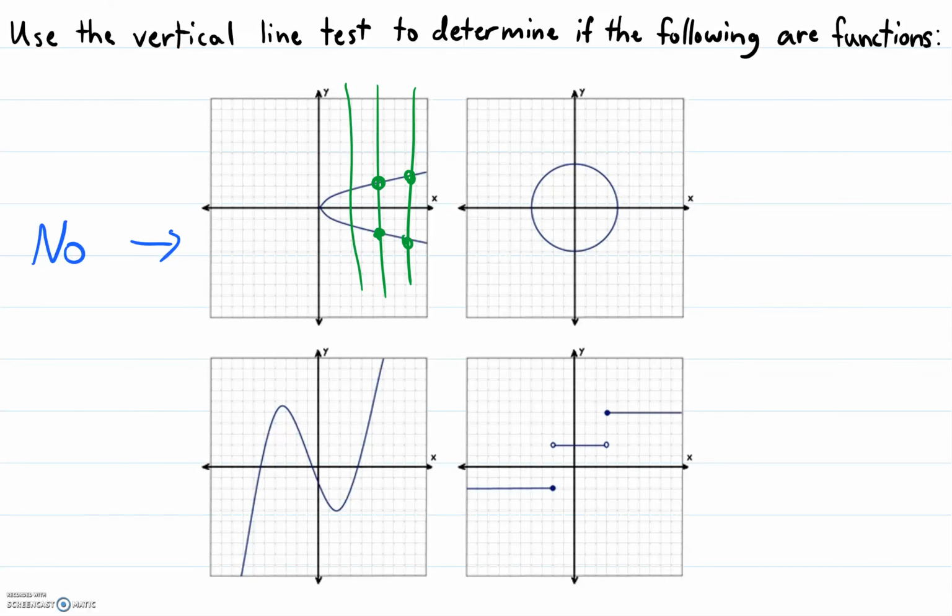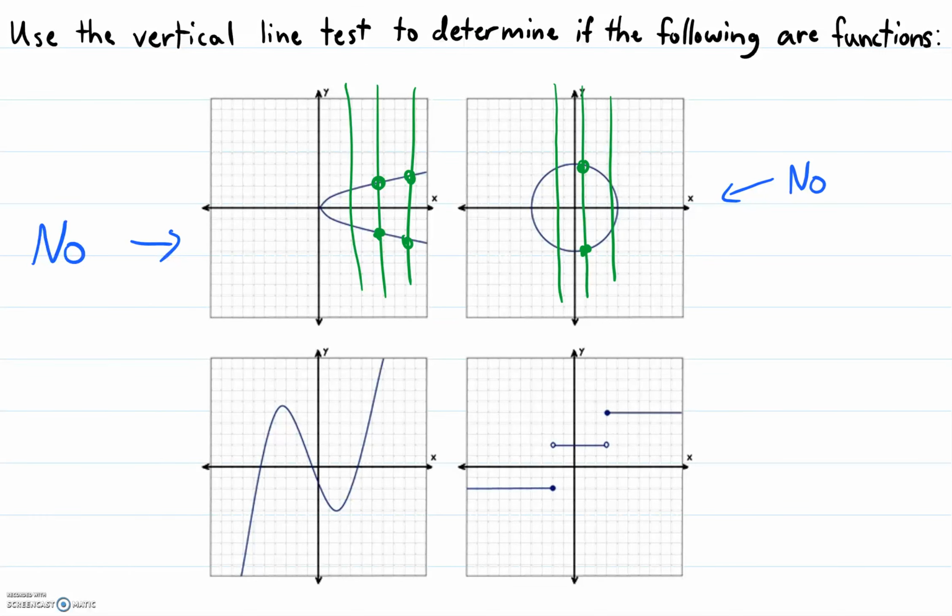Now we can do the same thing for the top right example. It's a circle. And again, you can probably already see that if you start drawing vertical lines, or if you run a piece of paper across the graph, quite a few of those lines are going to run into the circle at 2 different points. So again, that's 2 y values for any one x value on any of those lines I've drawn. And so again, that is not a function. So we'll put no for that as well.